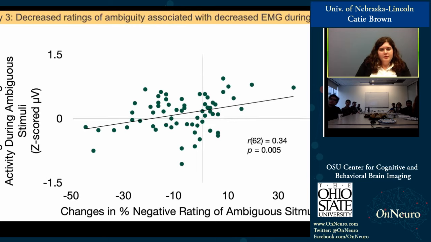And we see that those who became more negative in session 2 also showed increased corrugator. So presumably the reappraisal training did not affect them. But those who became more positive, who had a decrease in their ratings of ambiguous stimuli, also showed decreased corrugator, which suggests that they did, in fact, arrive at a positive interpretation of ambiguity following the reappraisal training.